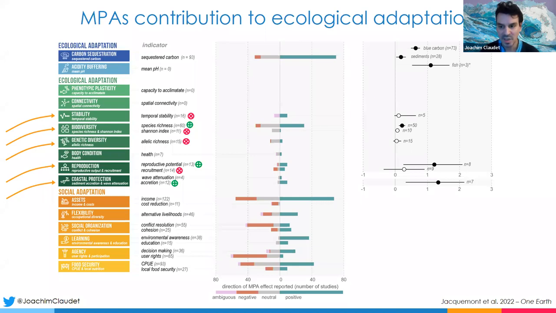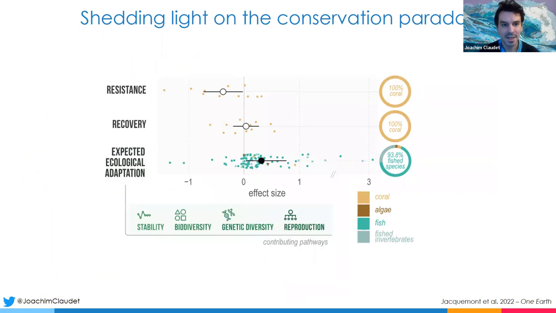But once again, care should be taken here, because when we are looking at other indicators of the same pathway, sometimes, for example, the Shannon index for biodiversity, we couldn't find, on average, any positive outcome of MPAs on species diversity using the Shannon index. While in terms of species numbers, so species richness, we could find strong positive evidence. We could find evidence on reproductive potential, but not on recruitment. Okay, so we were able to show where either more research is needed or where MPAs can work or not towards those pathways.